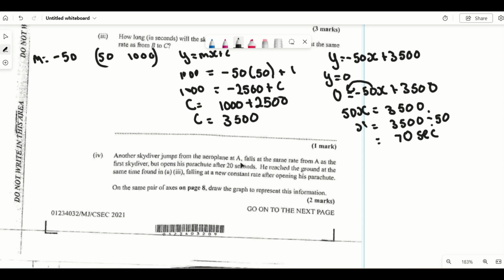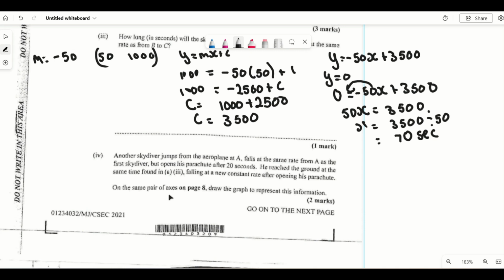Yeah. It jumps at 4,000, falls at the same rate from A as the first skydiver, but opens his parachute after 20 seconds. He reaches the ground at the same time found in A3. That means he reaches the ground at 70 seconds. Draw a new constant rate, falling at a new constant rate after opening his parachute.